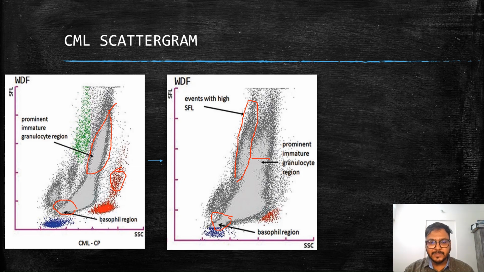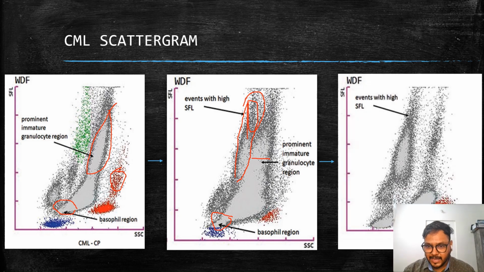And if you have seen my previous video, you'll remember there are two blasts which show high SFL. One is monoblast, the other is lymphoblast. So this probably is monoblast, which we are seeing as events with high SFL. Now, if not treated, the malignancy further proceeds and there is very increased width of the blast here because the blast count has increased, and events with high SFL, that is more of monoblast. And here you can see prominent basophilic region. So I hope this scattergram is clear, that is CML chronic phase, then further progression into blast phase.